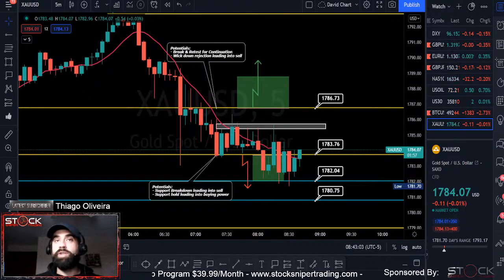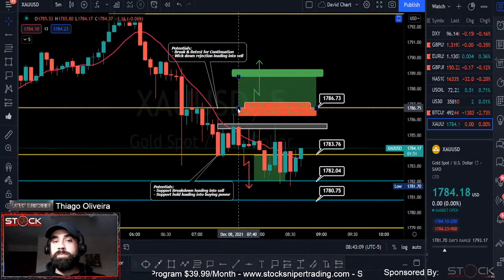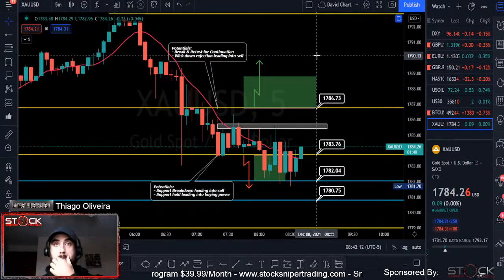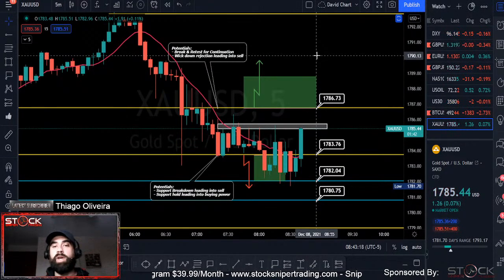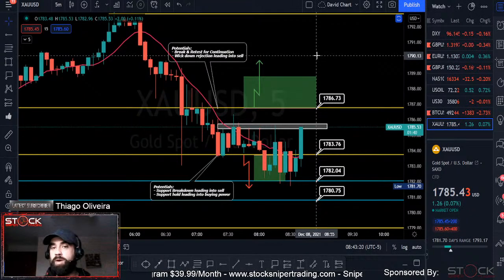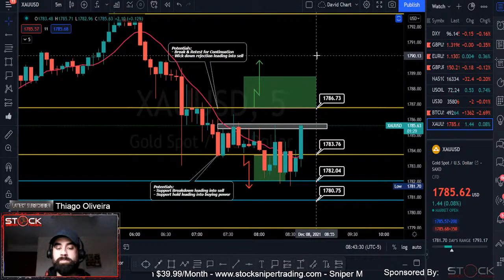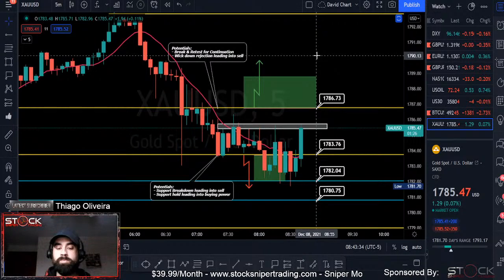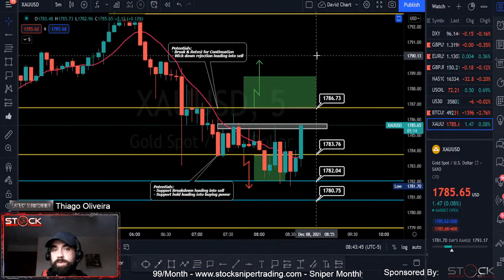Okay, so you can see that gold is starting to rise. Let's watch and see now. The overall 1786 leading into 9. Let's watch. That's what gold is right now. We're looking at it right now.